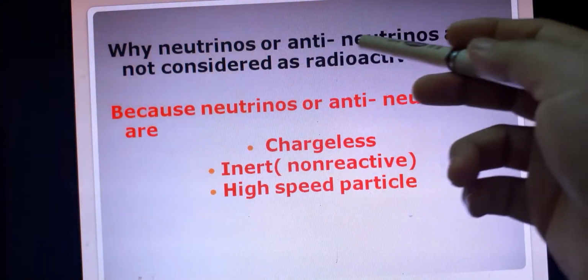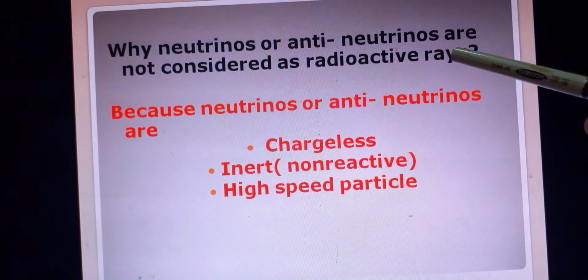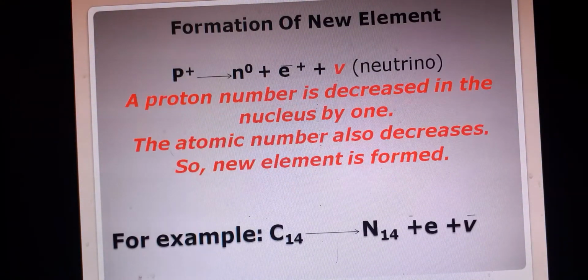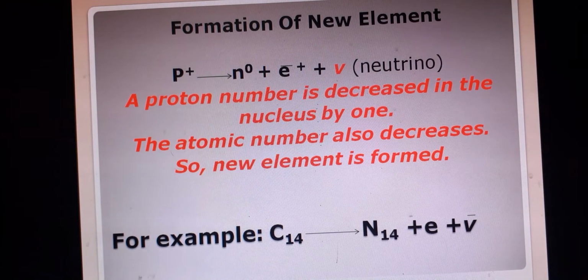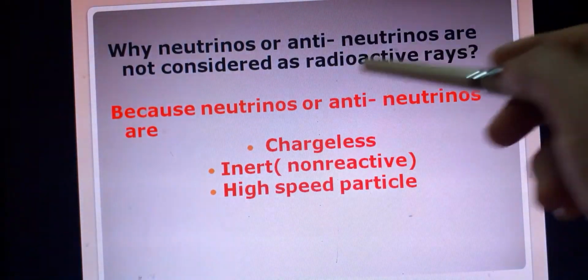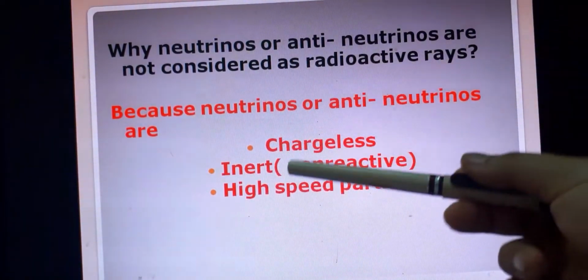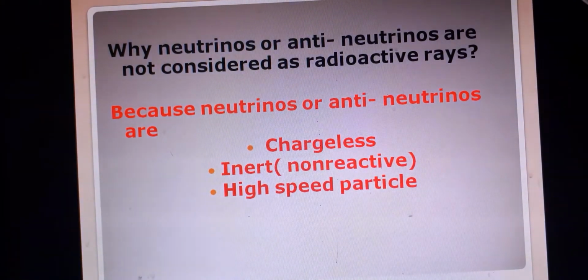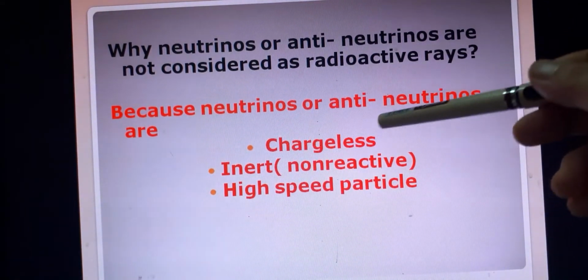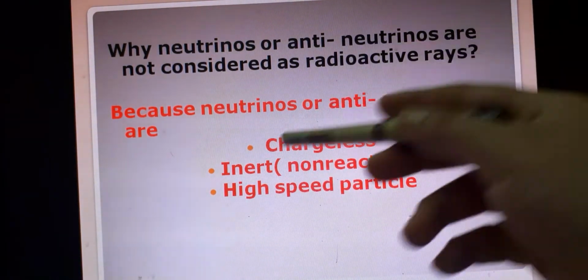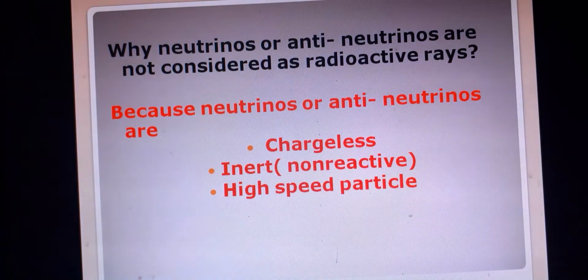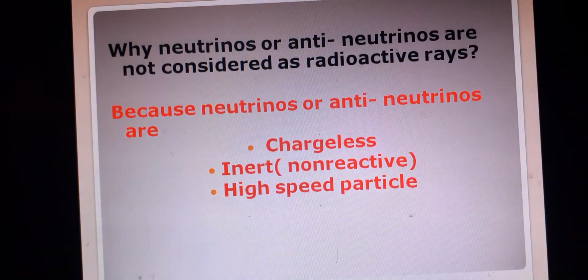Why neutrinos or antineutrinos are not considered as radioactive rays? We are seeing that here neutrino and here antineutrino particles are formed due to the emission of beta radiation, but they are not considered as radioactive because they are chargeless, they are inert, that means they cannot react, and they are very high speed, so they cannot ionize any molecules of any matter. So they are chargeless, that means they are not affected by electric or magnetic field, and inert means non-reactive, and high speed particles means it cannot be stopped very easily.